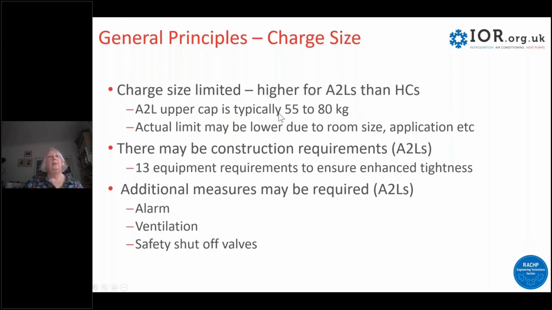And in order to allow that sort of charge size with A2Ls, there may well be some construction requirements. There are actually equipment requirements to ensure, for example, enhanced tightness to allow us to use larger charge sizes of A2Ls. And we may need to take some additional safety measures as well with A2Ls. For example, an alarm, additional ventilation, or safety shut-off in the event of a leak.